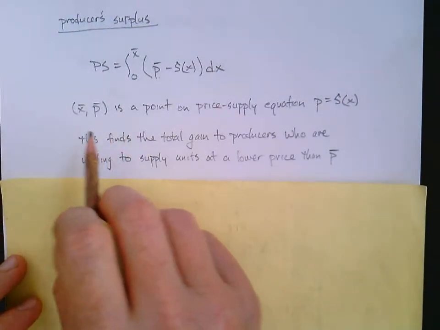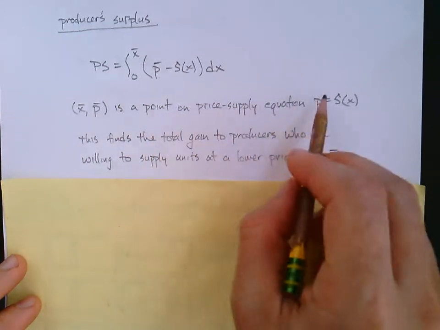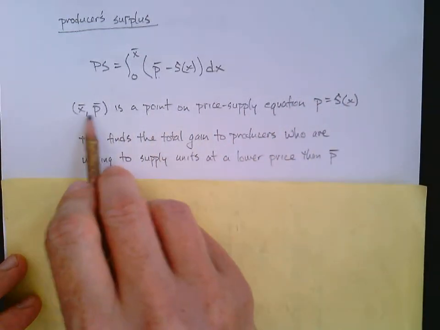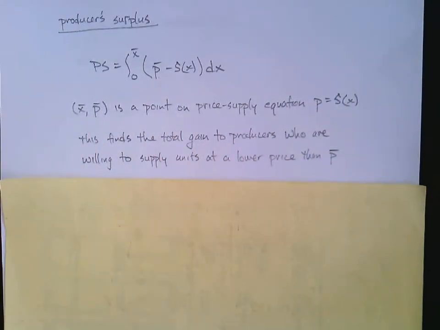Again, the x bar, p bar is a point on that equation. These are fixed numbers, numbers that we'll be able to get from the problem.